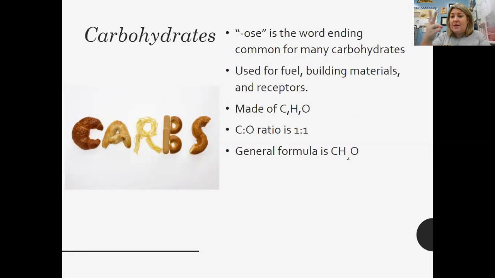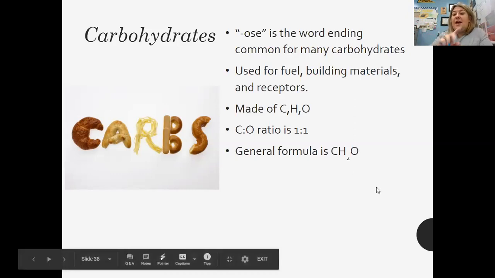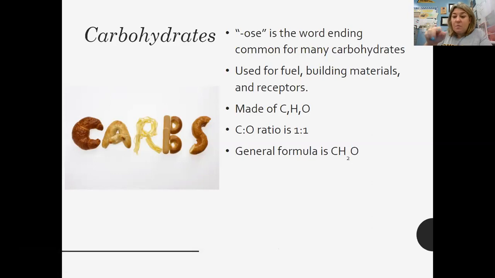Carbohydrates are made of carbon, hydrogen, and oxygen. Those 3 elements are what build all of your carbohydrates. And carbon and oxygen are in a 1-to-1 ratio. So when you look at a general formula of a carbohydrate, they say it's CH2O. So it's 1 carbon to every 1 oxygen, and then there's 2 hydrogens attached. So that's how we build our carbohydrates.